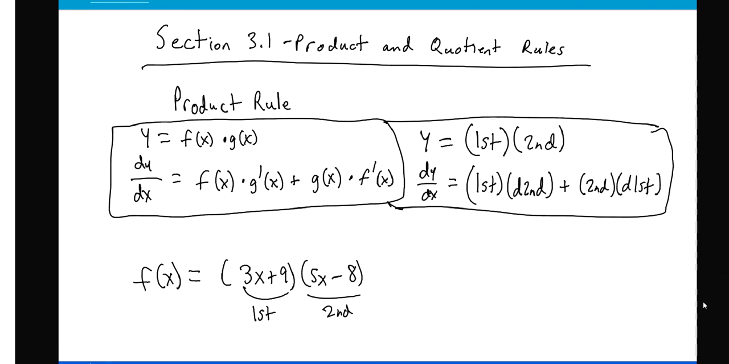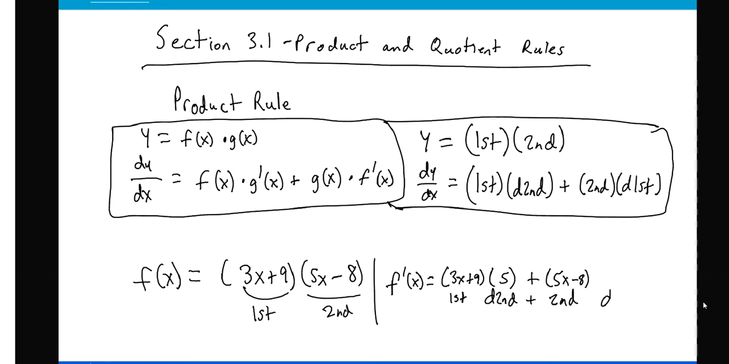There you go. So for example, this problem, if I wanted to do the derivative, it would be first, 3x plus 9. Again, that's first. Then we need to multiply times the derivative of the second. So the derivative of 5x minus 8 would be 5, plus second, which is 5x minus 8, times the derivative of the first. Okay, so first is 3x plus 9. The derivative of that is 3. And that would be my solution.